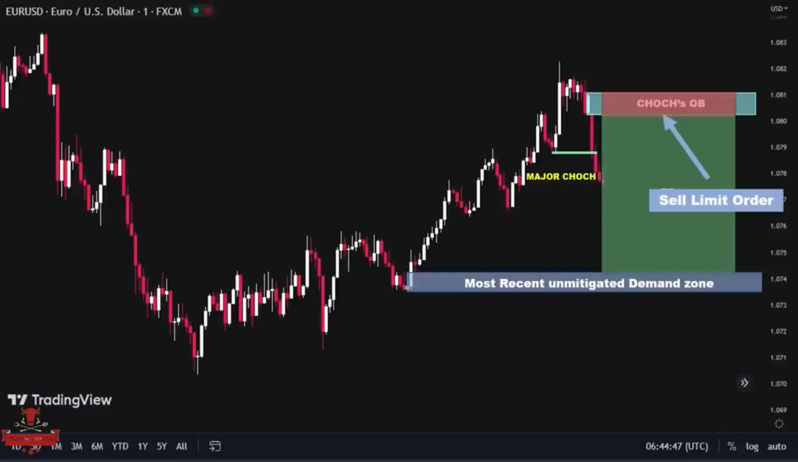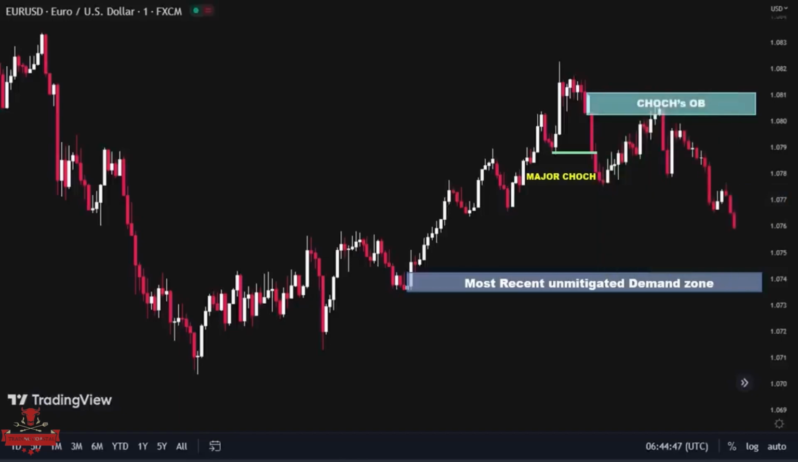Now we have executed our sell limit. Let's see what happens. As you can see, our sell limit order has been activated and we have entered the market.